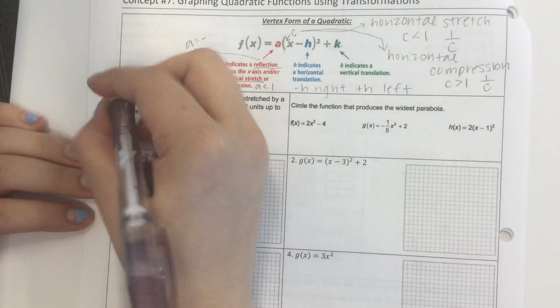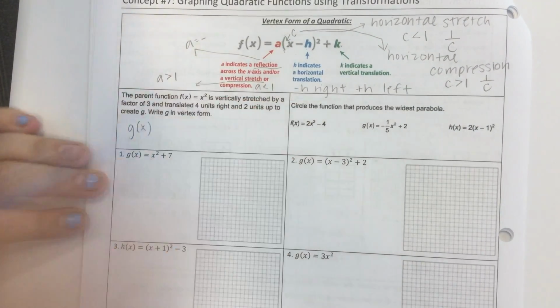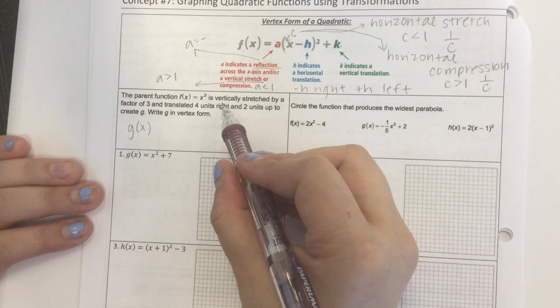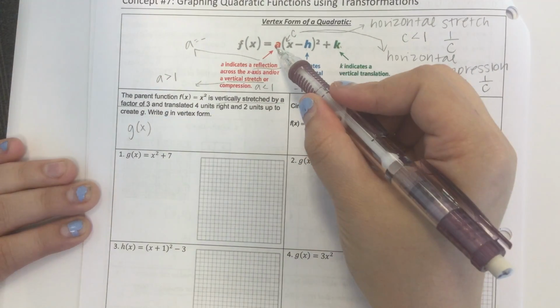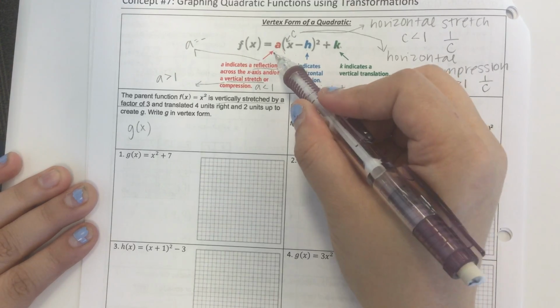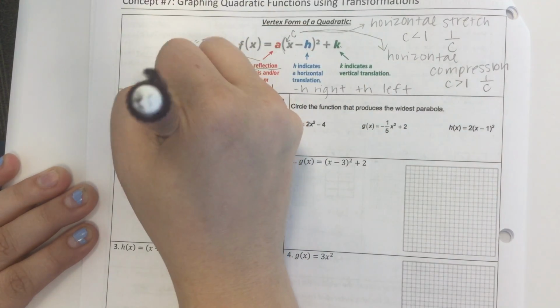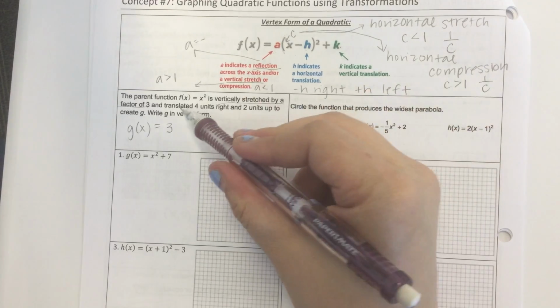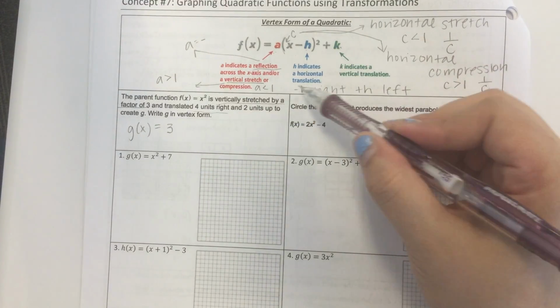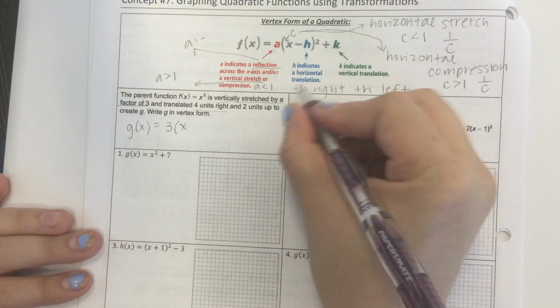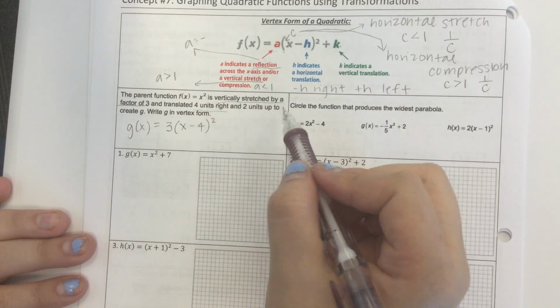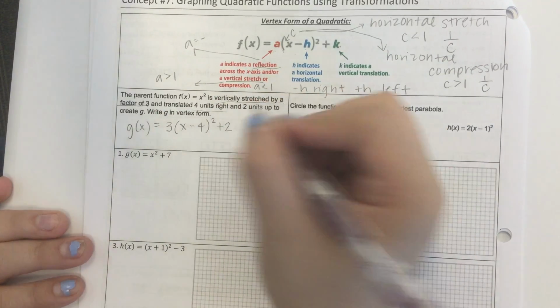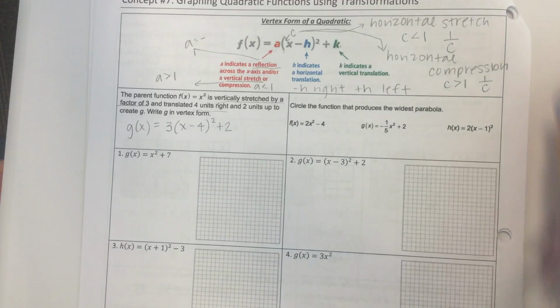So we're going to start out with g of x. Now the first thing they tell us is it's vertically stretched by a factor of 3. So we know that that 3 is going to be outside here. 3. Translated 4 units right. So we're going to take our x, and we're going to subtract 4 because it's to the right. x minus 4 squared, 2 units up, plus 2. And that's how you do that.